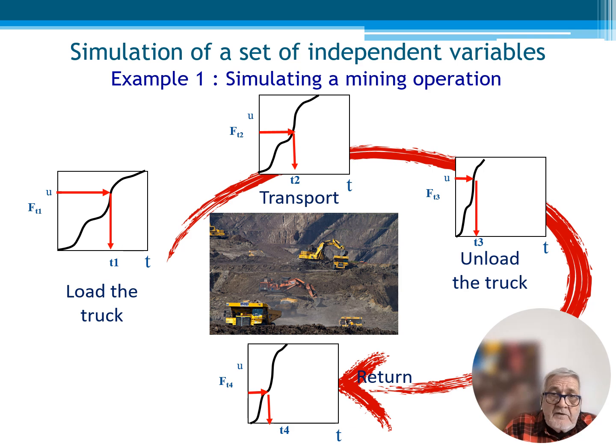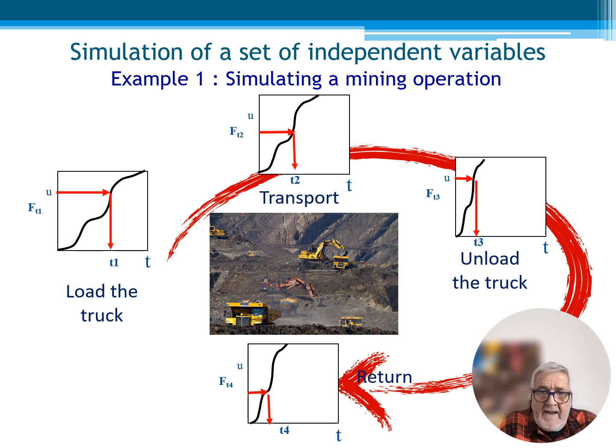Now, we have seen how to generate several realizations from one distribution, one variable. But normally we do not do that. There are just a few applications that simulate just one variable, but it's most common, for example, to have a system with a set of independent variables.